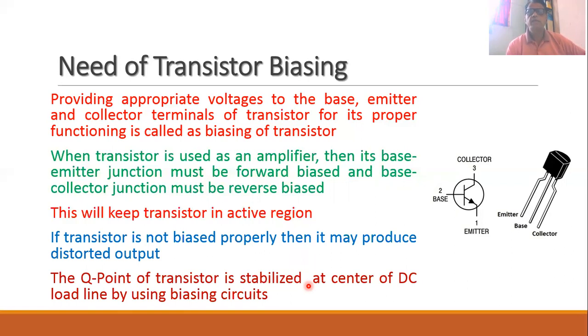So these can be the various reasons why we should go for the biasing of the transistor. With biasing, we can fix the position of the Q point. With biasing, we can get a better, undistorted output. With biasing, we can keep the transistor in the active region. And with biasing, the transistor in any electronic circuit will work properly.